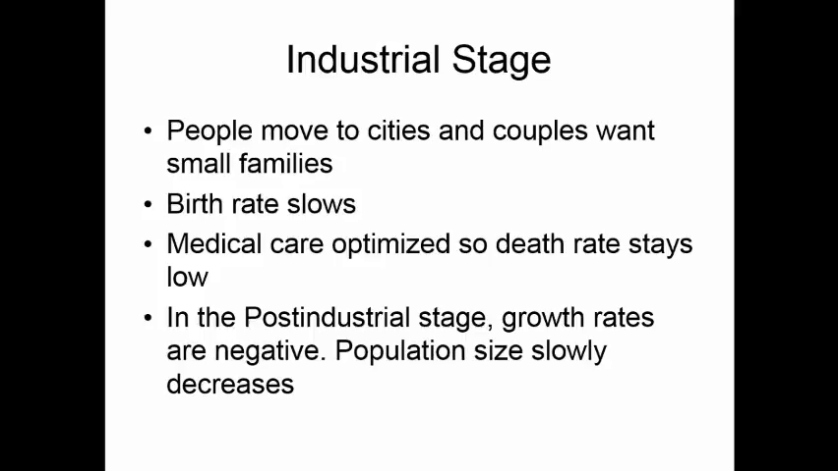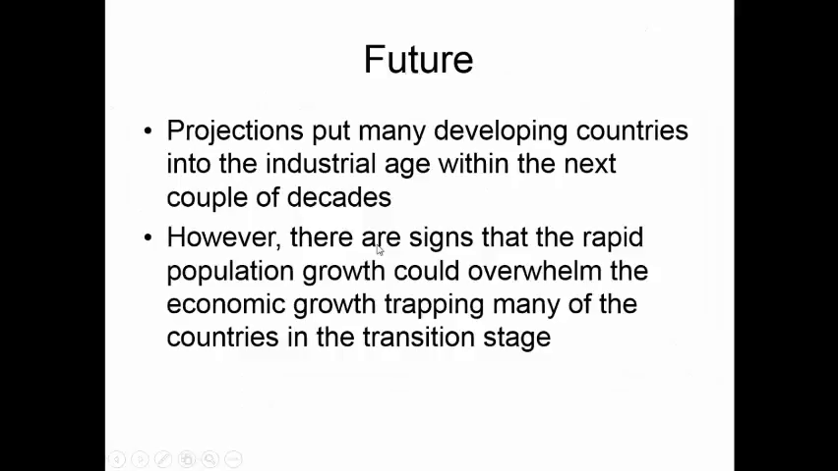Again, the key there is slowly, right? Our population is really not decreasing that fast, so there's not something to be worried about. It's actually probably a good thing. So future projections put many developing countries into the industrial age within the next couple of decades. Like I said, we still have a lot of areas that are in stage 1 and stage 2, but within the next 20, 30, 40 years, they project that most of those areas will move into that industrial age, where people are moving into cities and out of those more rural areas.